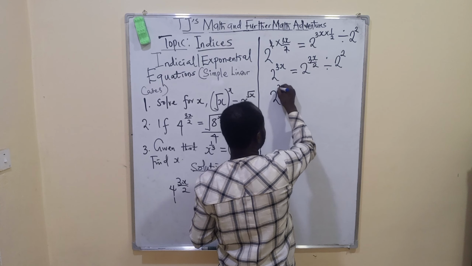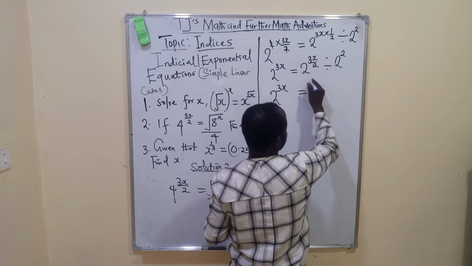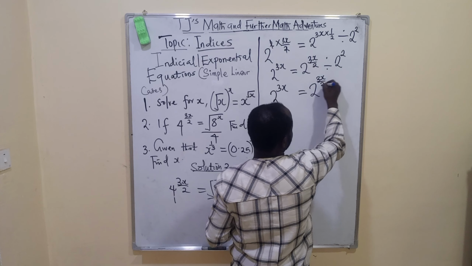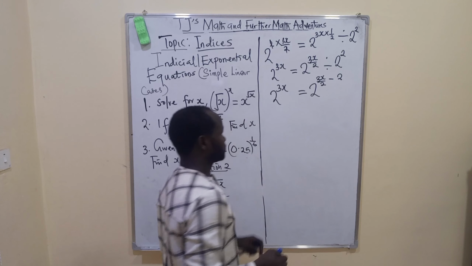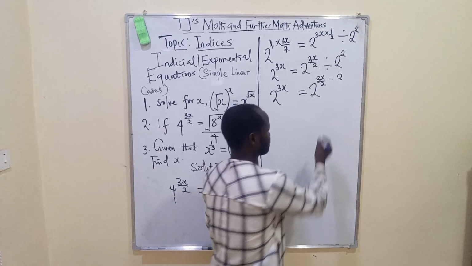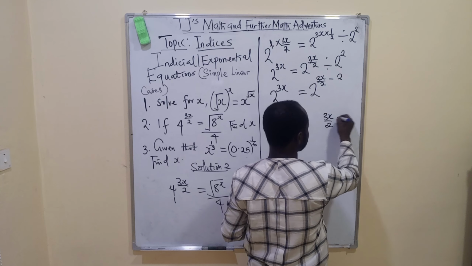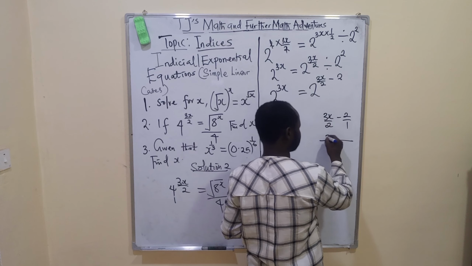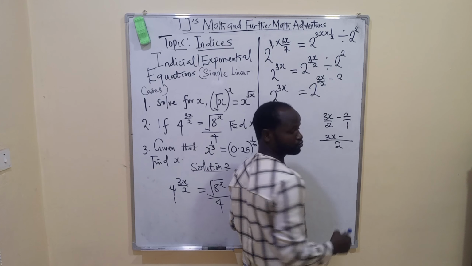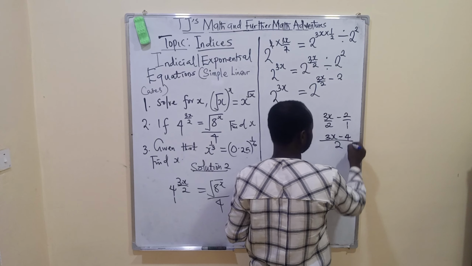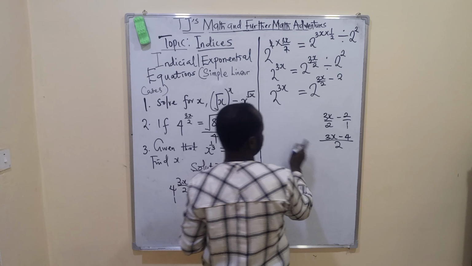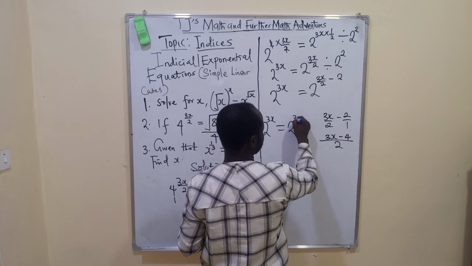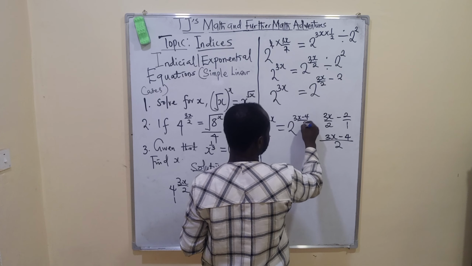So I have 2 power 3x now will be equal to, the bases are the same. You can pick one of the bases and subtract the power. That will be minus 2 now. So let's work on this power here. So I have 3x divided by 2 minus 2 over 1. So the LCM is 2. 2 into 2 is 1 times 3x. That's 3x minus 1 into 2 is 2 times 2, 4. So this will be the power here. Okay, so I have 2 power 3x now will be equal to 2 power (3x minus 4) divided by 2.